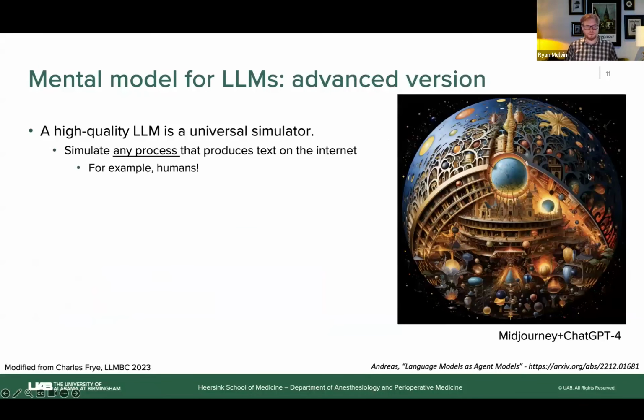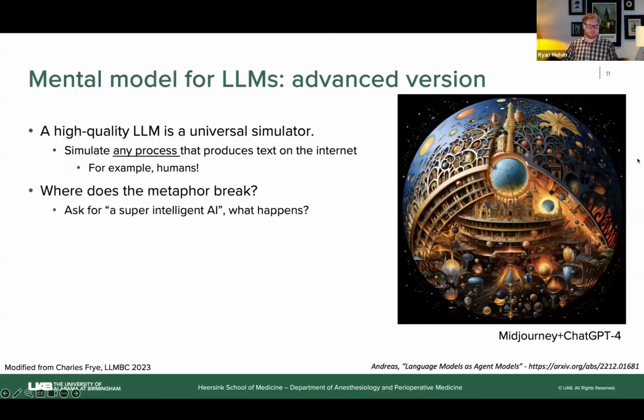And this is what we sort of think of when we try to understand what these tools can do. And that's that any high quality large language model is a universal simulator. What I mean by that is it can simulate any process that produces text on the internet. Humans are such a process. And so we can simulate humans.